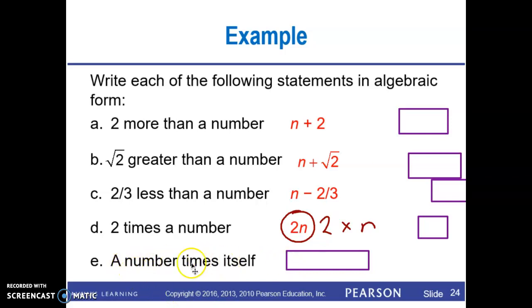All right, a number times itself. So that's going to be n times n, or n squared. And you notice here they did not use an x, they used a dot, moving away from that x notation because now we're moving into algebra.